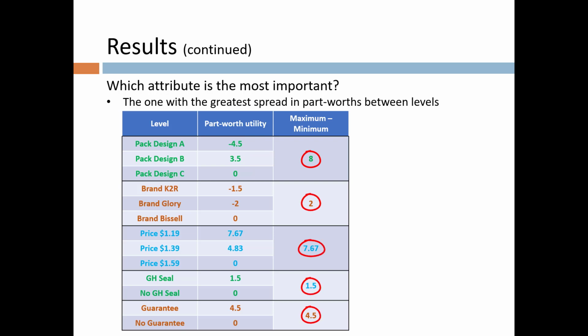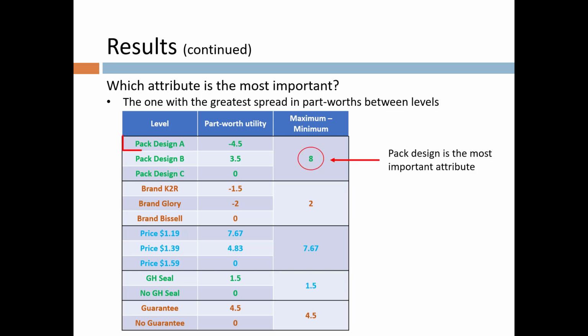This is greater than the spread for any other attribute, so we would conclude that pack design has the biggest impact on preference. By going from design A with the lowest part worth to design B with the highest part worth, we can increase preference by 8 units. No other attribute can increase preference by that much, so we conclude that pack design is the most important from the standpoint of impact on preference. The next most important attribute is price with a spread of 7.67 units. The lowest impact is that of the Good Housekeeping seal with a spread of only 1.5 units.